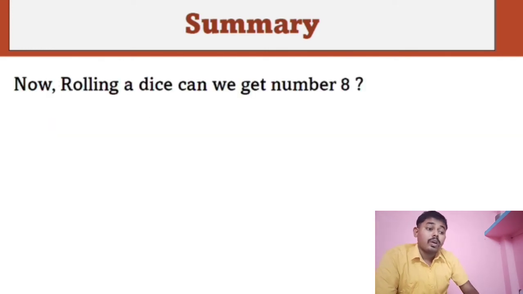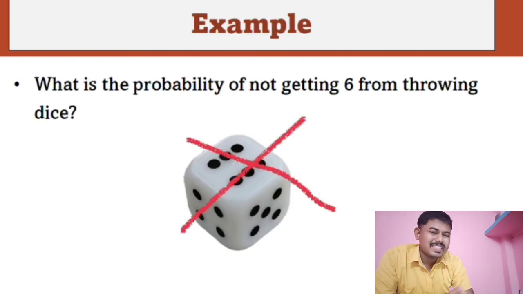So now, rolling a dice, can we get the number 8? No, as we know, this is a null event. The event which is unrealistic, we call a null event, or unreal event, or impossible event.